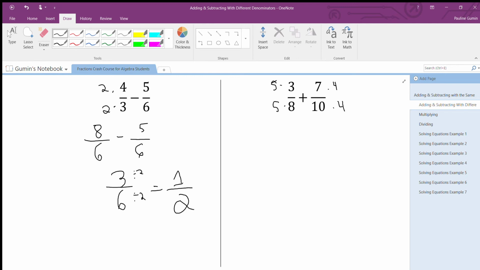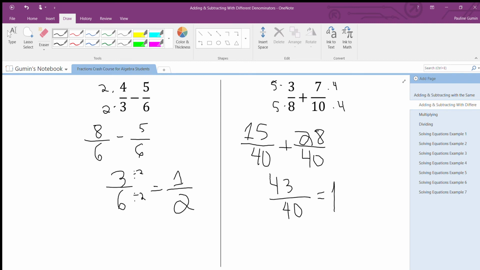Now, if you couldn't think of 40 right away, the next two problems will do in a foolproof method, and I'll mention that a little more. But let's do this problem this way. So what are our two new fractions? Well, first of all, they both have denominators of 40. Perfect. And then we have 15 over 40 and 28 over 40. When we add those together, we get 43 over 40. And let's just practice. 40 goes into 43 once, 3 left over.